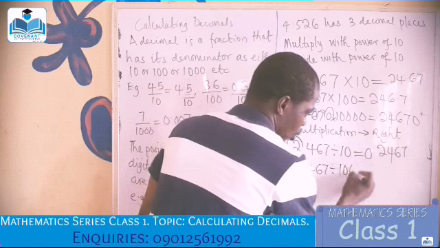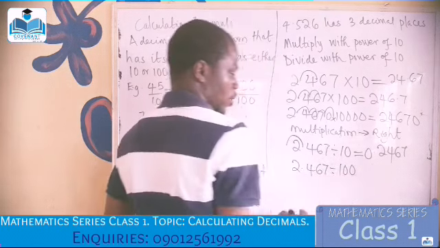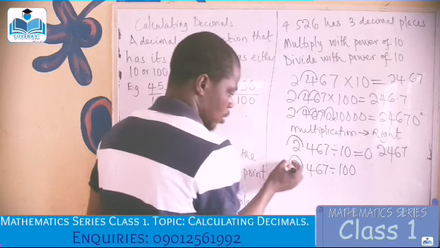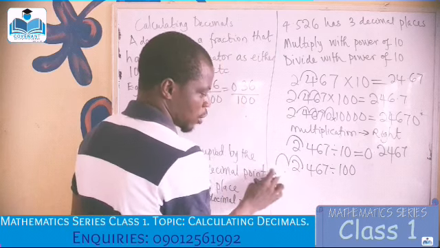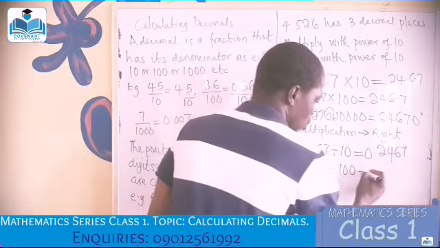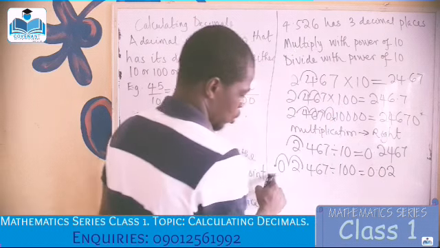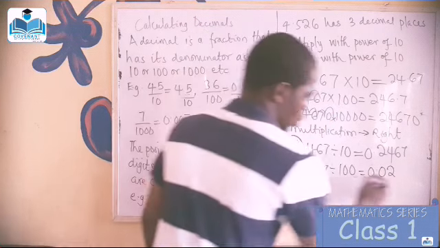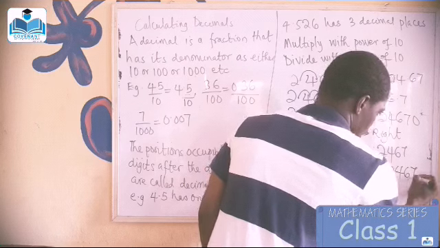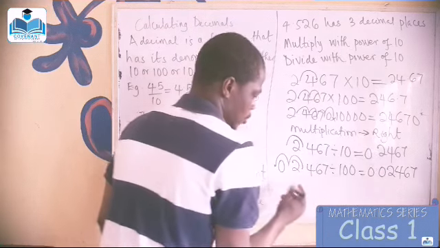Now, when you have the same number, 2.467 divided by 100, in this case you are moving twice, 2 times to your left. That means you are moving 1, 2. Remember there is an empty space here, which is not where the decimal point is. You are going to fill this with 0. So your answer becomes 0.02467. And you are still going to use the same thing when it is even more than that.